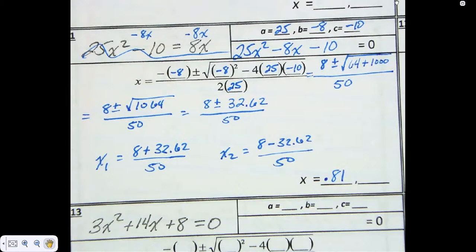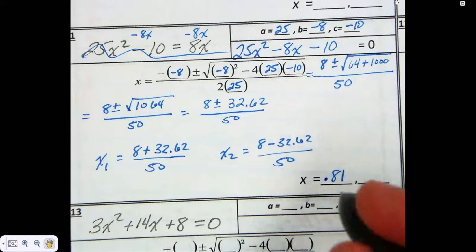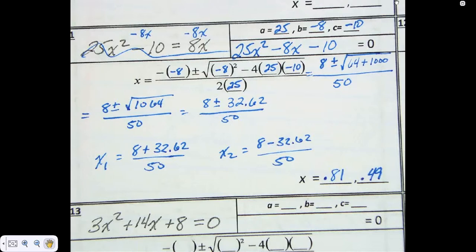For the next one, I should go 8 minus 32.62 equals negative 24.62, divided by 50. What do you get now? Negative 0.549. No, you should have got 0.49. Oh, I got negative 0.49.